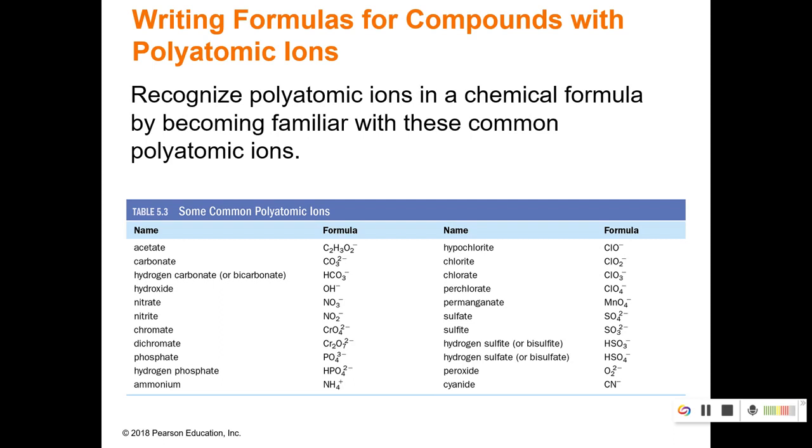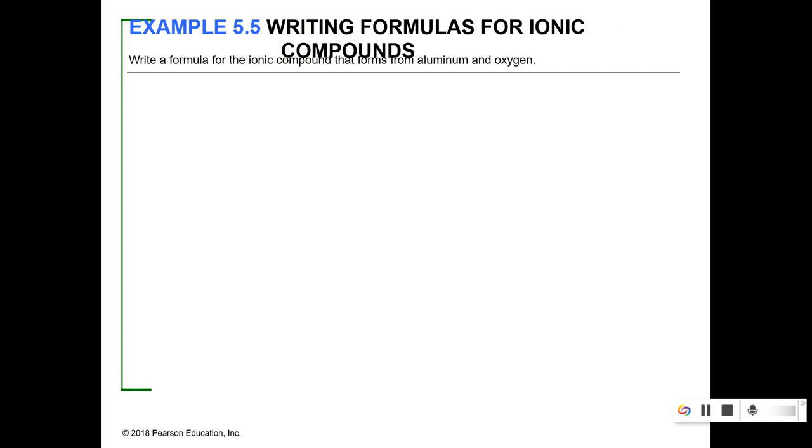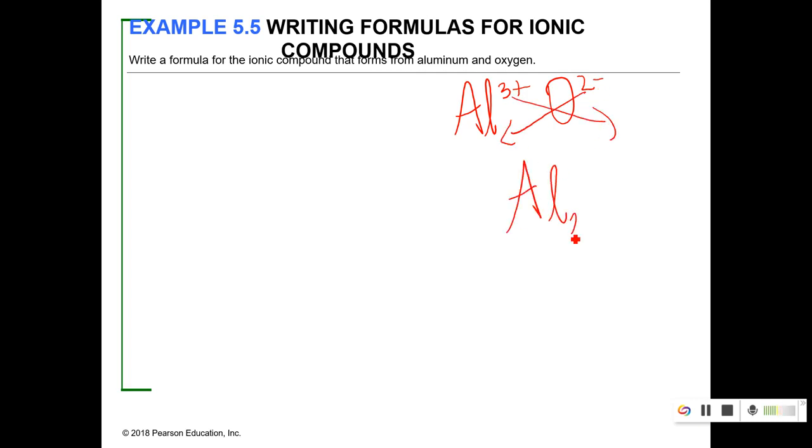Here are some common polyatomics. I did post a polyatomic chart on Google Classroom. Make sure you look at that. So we're going to do aluminum and oxygen, which they did already do. We cross the numbers, and I get Al2O3.